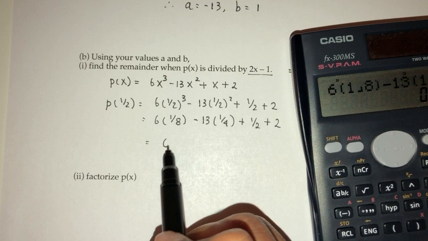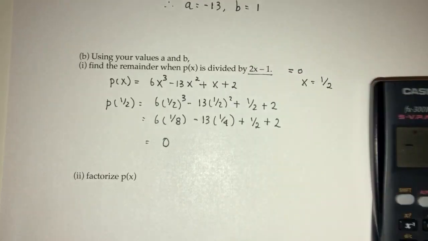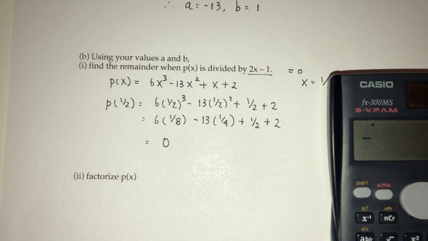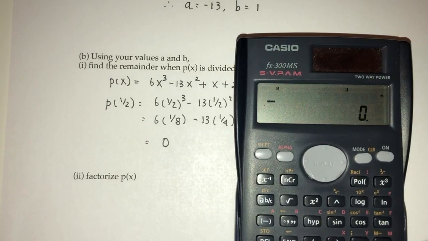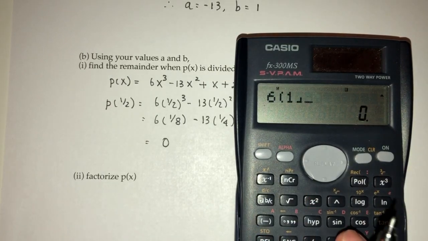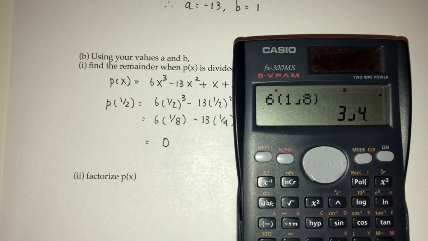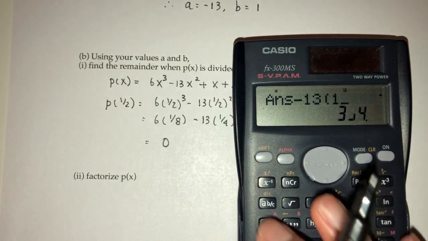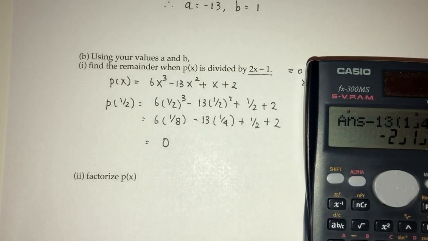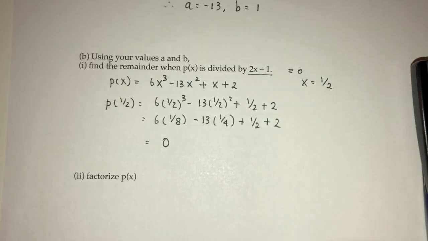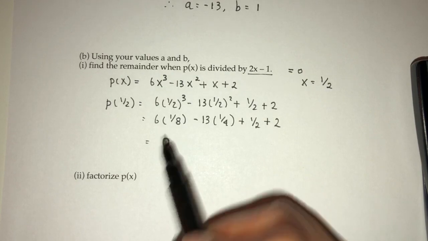That will be 0. So I think there's really something wrong here because it is asking for the remainder and this one is not a factor, so it should not be 0. Let's check again. 6 times 1 over 8, that should be 3 over 4, minus 13 times 1 over 4, that will be minus 2.5. So here we have to plus, so it becomes 0. So surprisingly, the value here becomes 0.